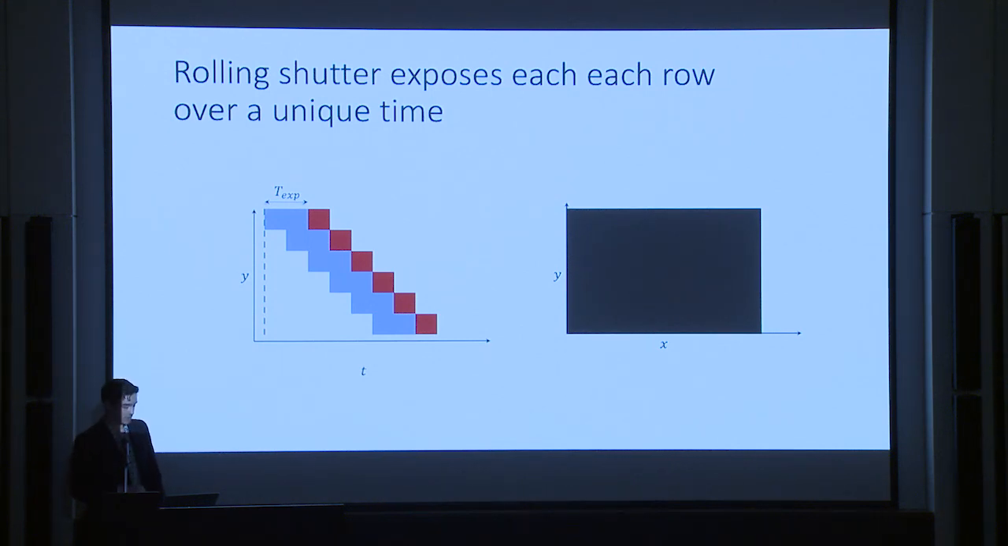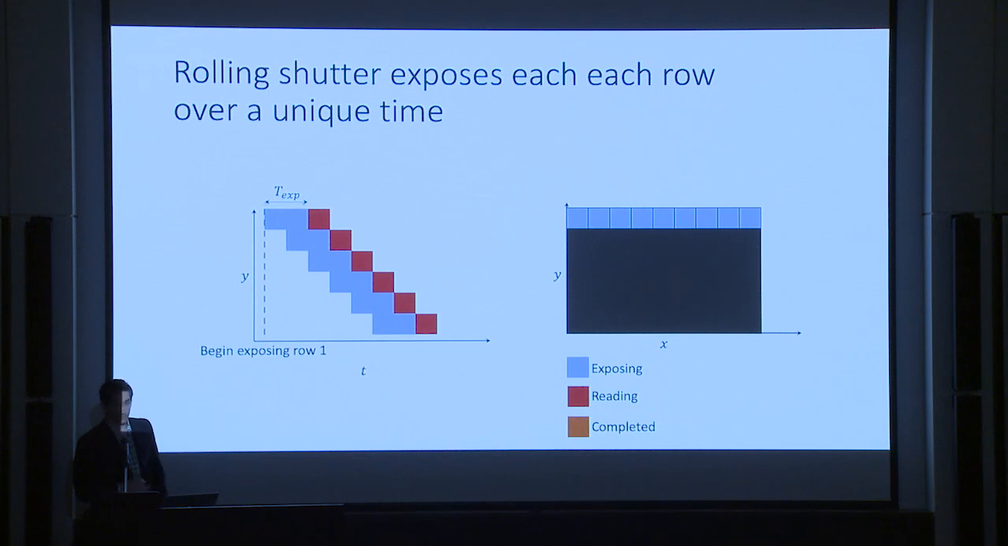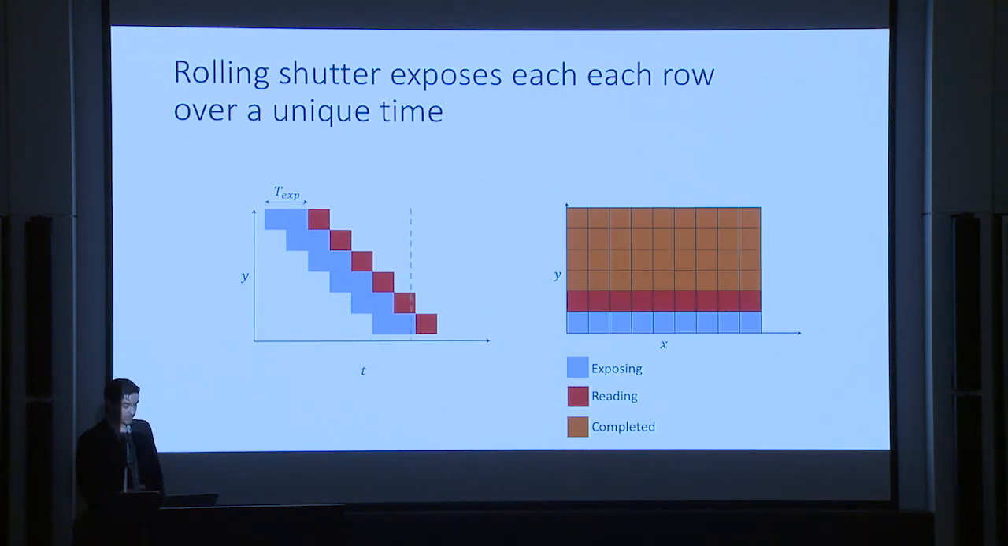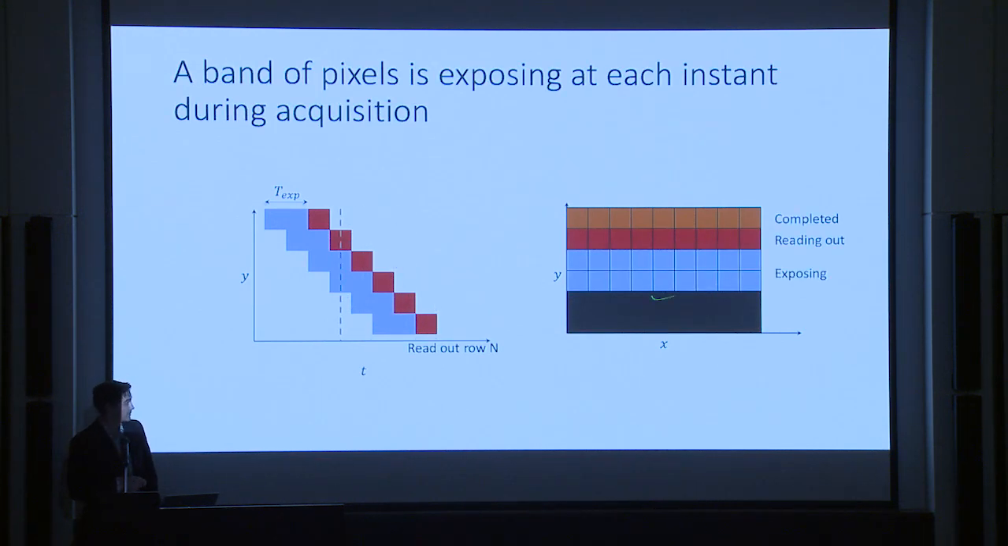So on the left, I'm showing the row Y and time T, and on the right is what the sensor is seeing. So we see at the very, very beginning, just the top row is actively exposing, and all the other rows are not doing anything. And then as time evolves, we see that there's this exposure band that sweeps down the sensor. So if we pause this, we see that there's a band of pixels exposing in the middle, shown in blue. The red pixels are currently reading, and then the orange ones are done.